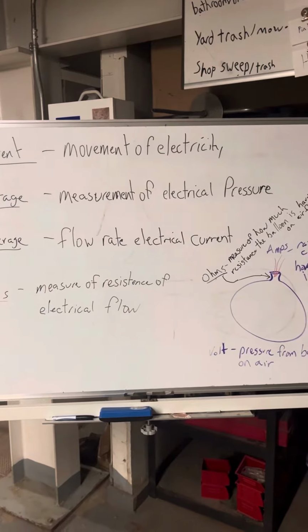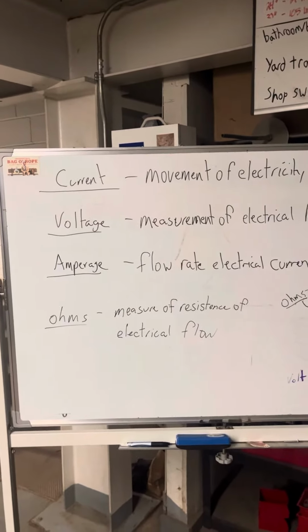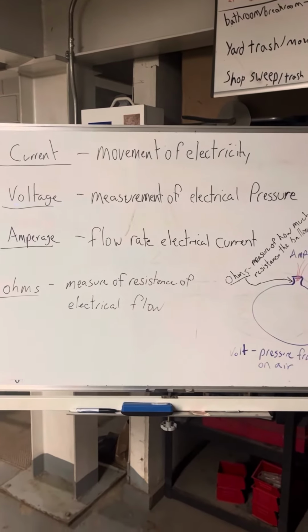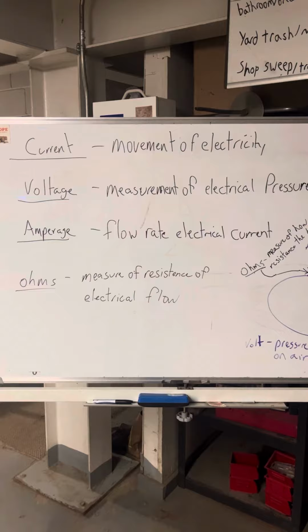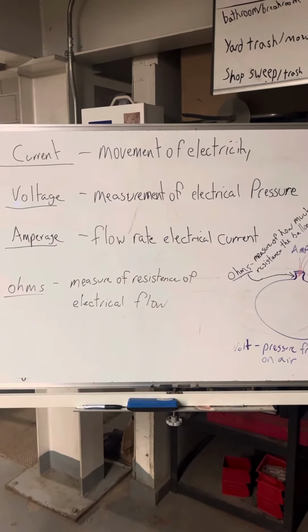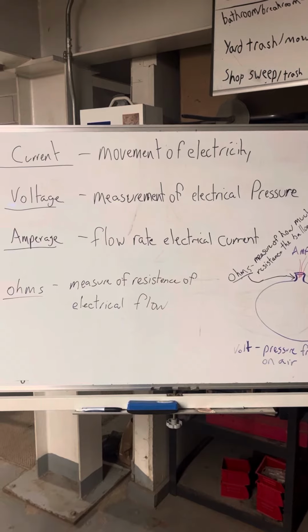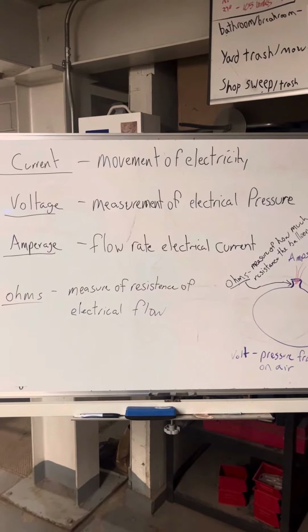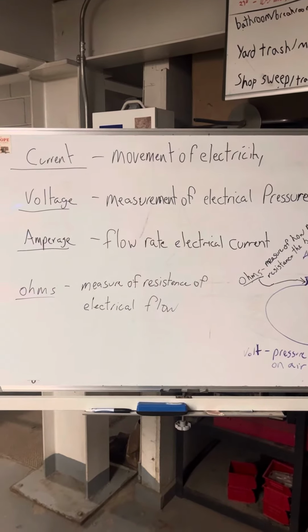Voltage is the measurement of electrical pressure. So how much force it takes to push the electricity through a system, through the power lines. Amperage is the flow rate of electrical current. So if you took one spot along that power line and you measured how much electricity went through that one spot in a given amount of time, that would give you a flow rate, and that's what amperage is.